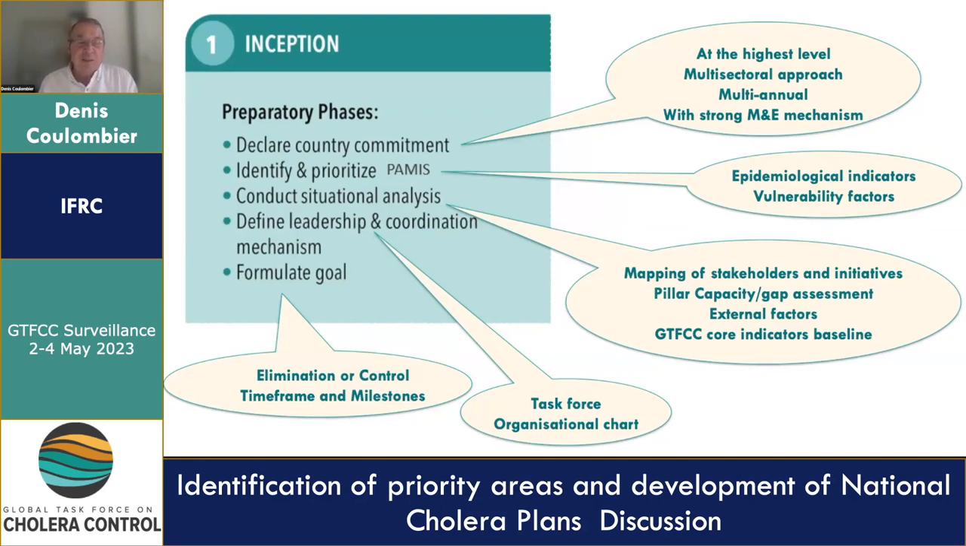Now, the second step is the identification and prioritization of the PAMIs. And this is really the cornerstone of the whole plan. We will spend a lot of time on it, so I will not develop the methodology to identify and prioritize, but basically, as we want to maximize the impact on the burden of cholera, the PAMIs rely for their identification on the epidemiological indicators and the vulnerability indicators. But we will spend a lot of time on that today.